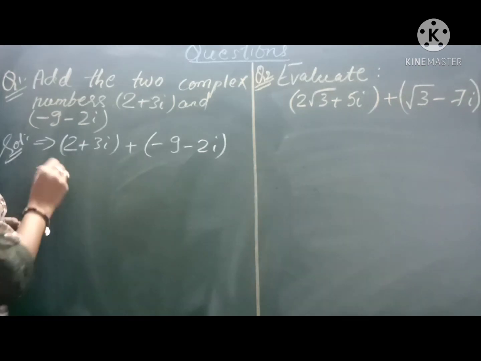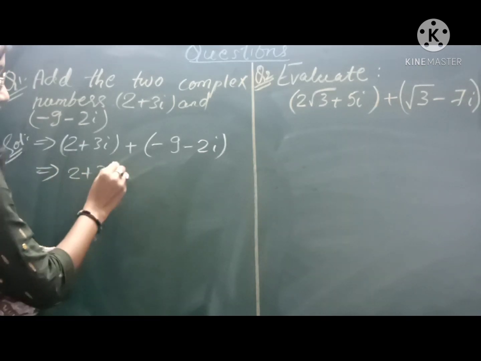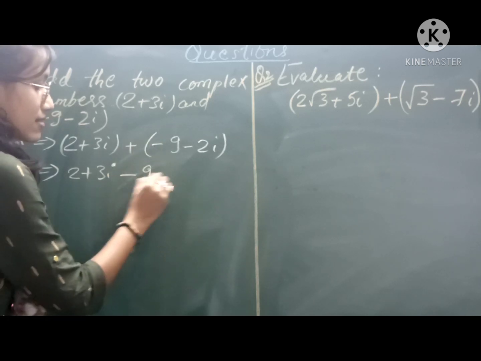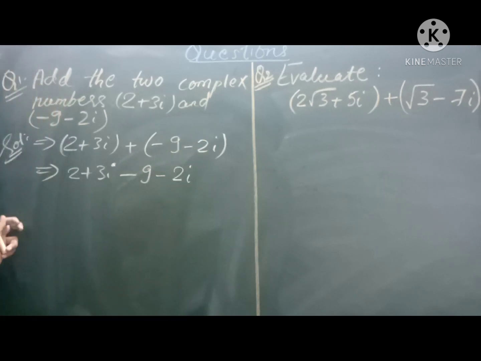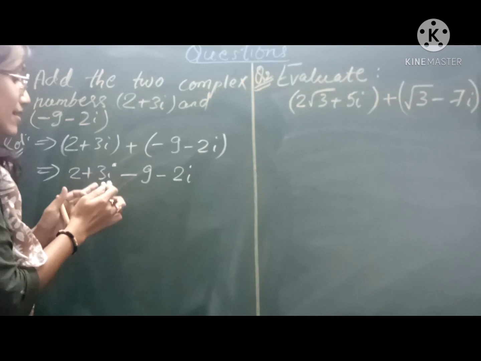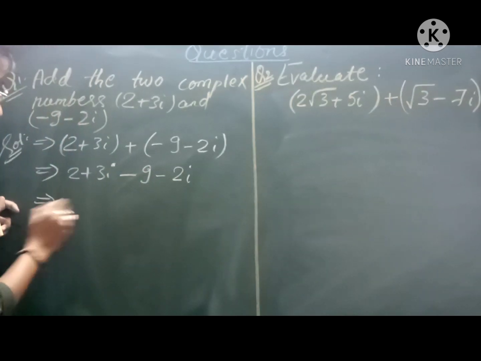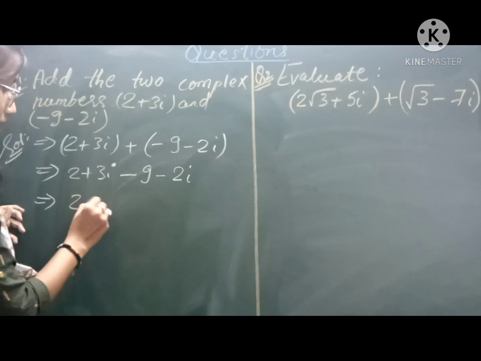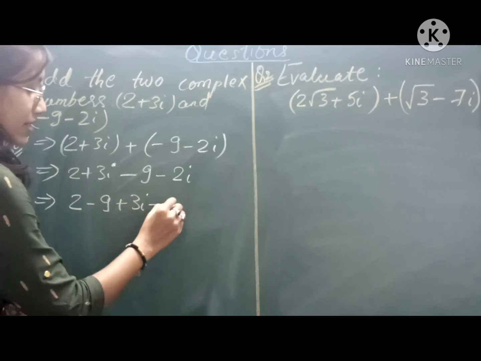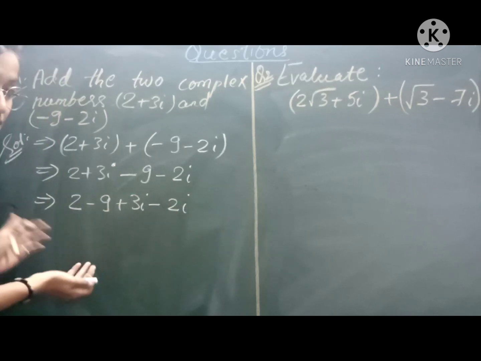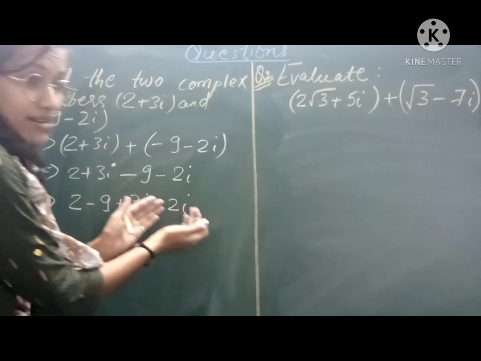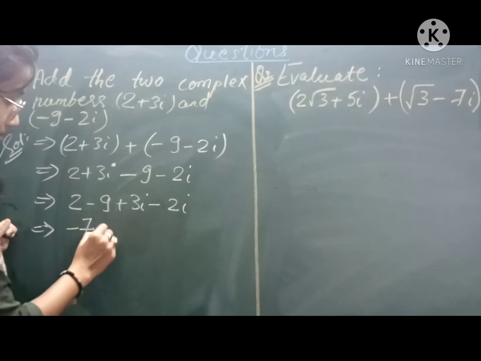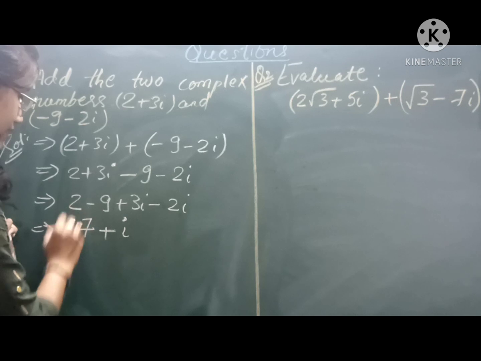Now we will be solving this. It is very simple. We will open the bracket first. Plus into minus is minus 9 minus 2i. Now we will solve the real parts together and the imaginary parts together. If you want, you can write them together to increase your steps. 2 minus 9 plus 3i minus 2i. Now the real parts are on one side and the imaginary parts are on the other side. So 2 minus 9 is minus 7 plus i. This is the answer.